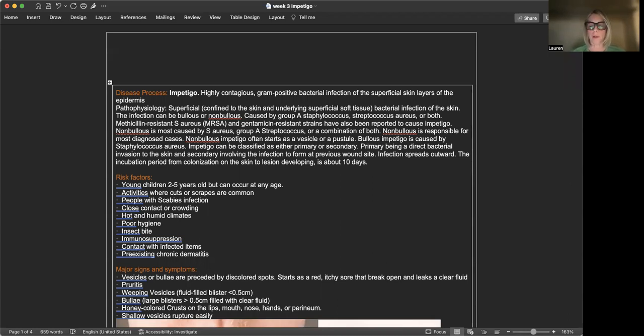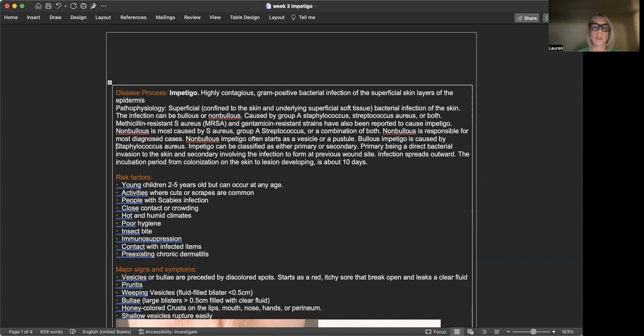Impetigo is a very common infection which affects the superficial layers of the epidermis. It is highly contagious and is most commonly caused by gram-positive bacteria. It is also known to be caused by group A Streptococcus or Staphylococcus aureus or both. It is an infection that can be bullous or non-bullous, which I'll explain later.